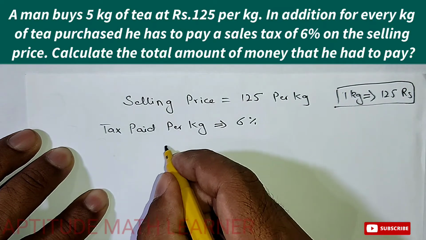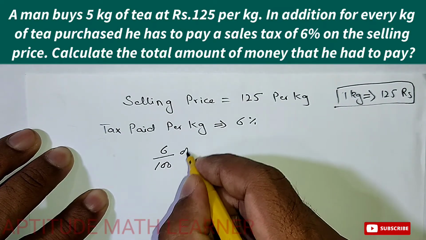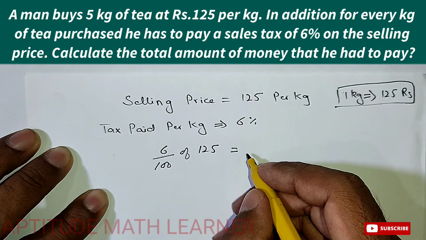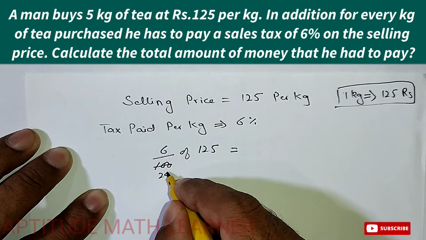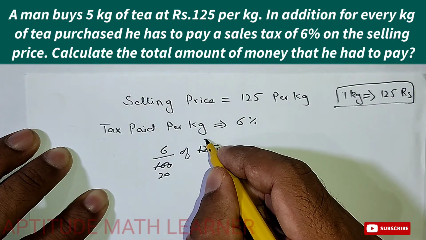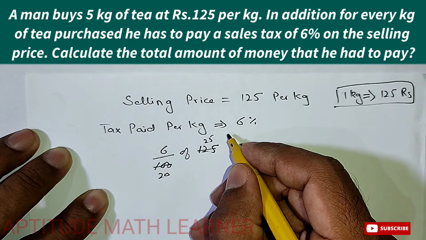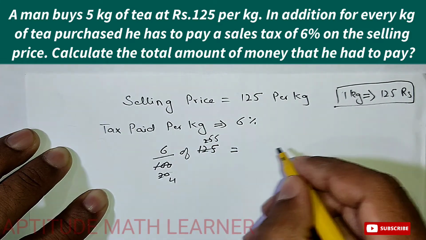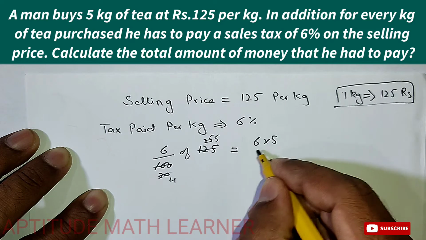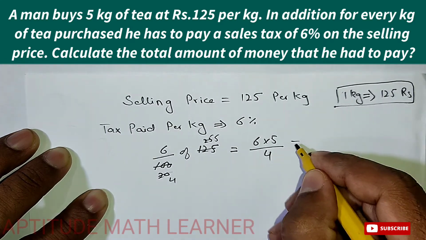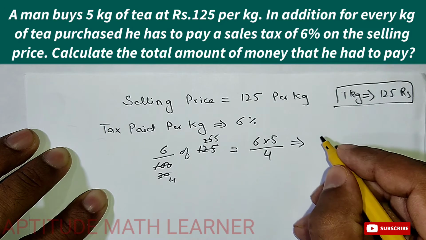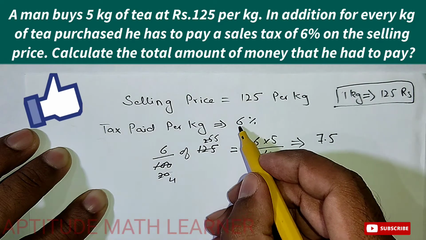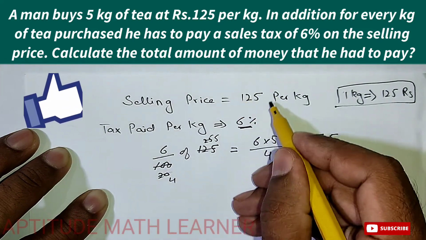So how much will be the 6% of 125? So this will be 6% of 125, and this becomes 5 20s and 5 25s, 5 4s and 5 5s. So here we have got 6 multiplied by 5 divided by 4. After the calculation we get 7.5. So this 7.5 is the 6% of 125.